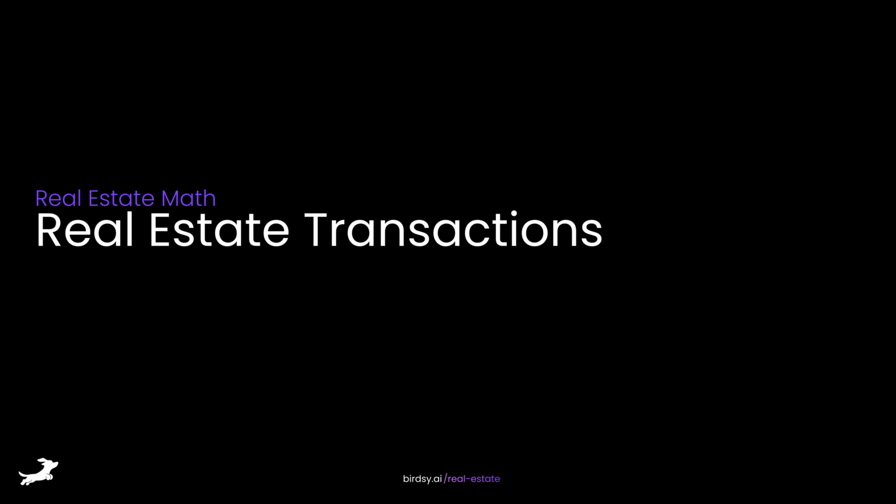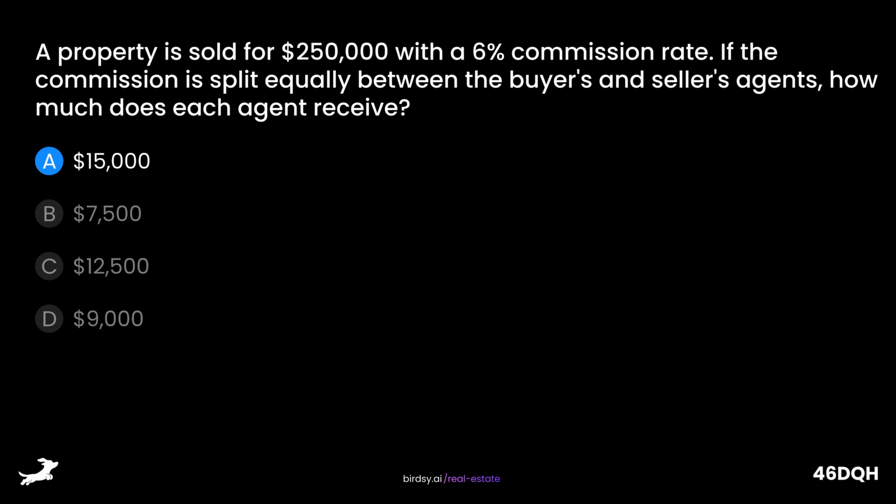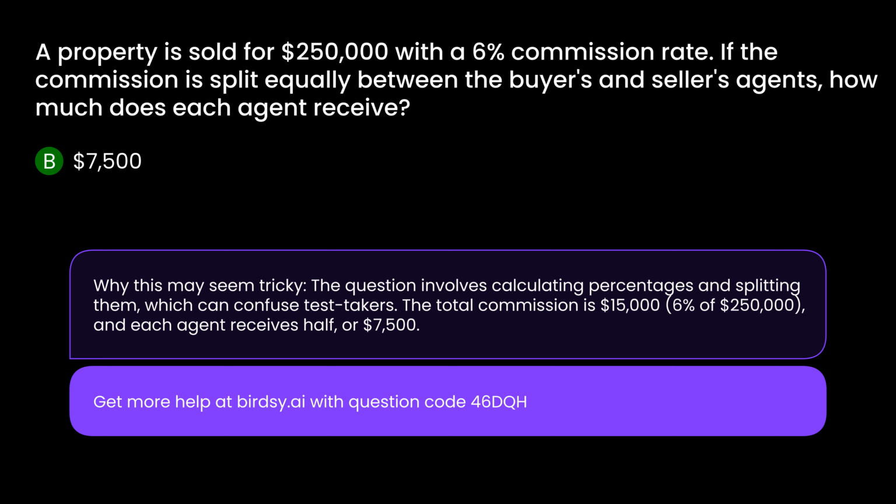Real estate transactions. A property is sold for $250,000 with a 6% commission rate. If the commission is split equally between the buyer's and seller's agents, how much does each agent receive? Is it A, $15,000, B, $7,500, C, $12,500, or D, $9,000? The answer is B, $7,500.